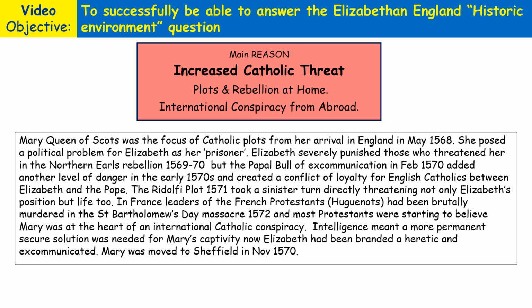And if we could read on a bit more, we've got more evidence here of further threats from abroad. In France, leaders of the French Protestants had been brutally murdered in the St. Bartholomew's Day massacre in 1572. And most Protestants were starting to believe Mary was at the heart of an international Catholic conspiracy. And as a result, or as a consequence, Mary was moved to Sheffield Manor Lodge in November 1570.